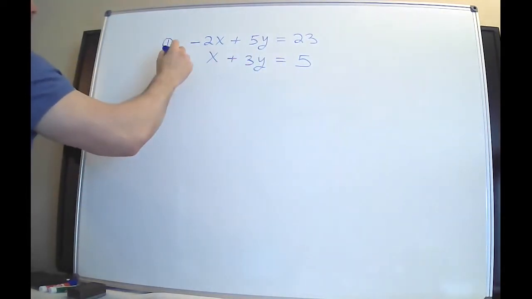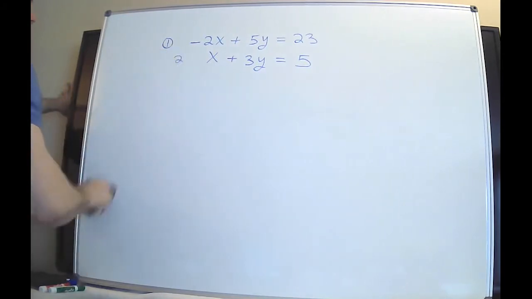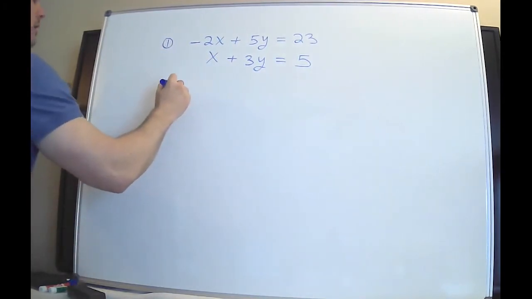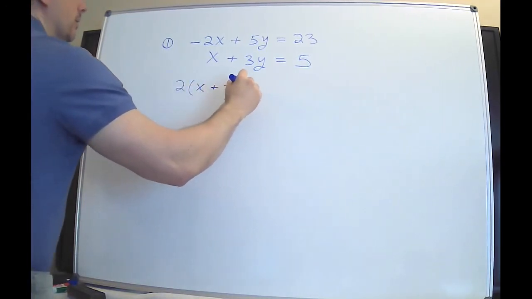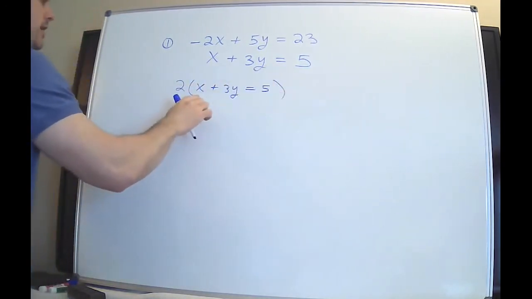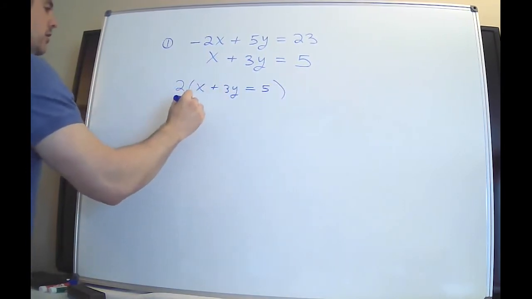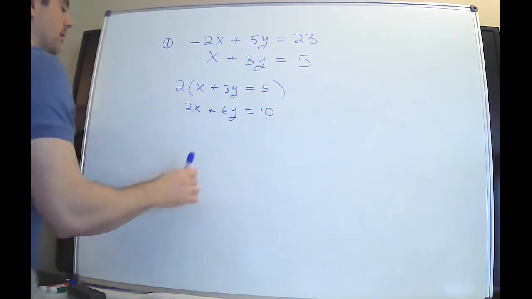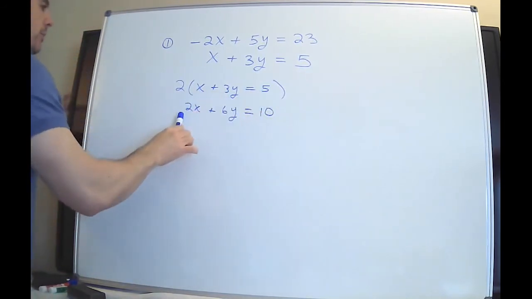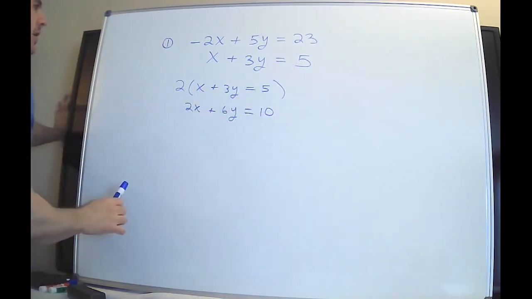So I'm going to multiply everything in this bottom one. I need to multiply everything in the bottom one by a +2. Remember, you have to multiply all three of the things. So you're going to get 2x plus 6y equals 10. You just double everybody, right? 1 becomes 2, 3 becomes 6, 5 becomes 10.